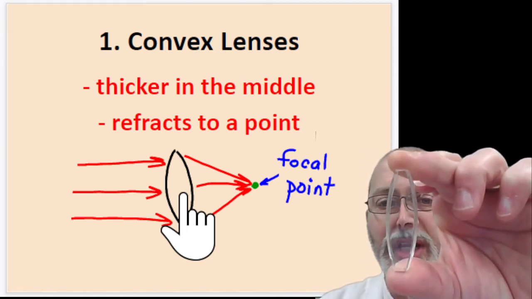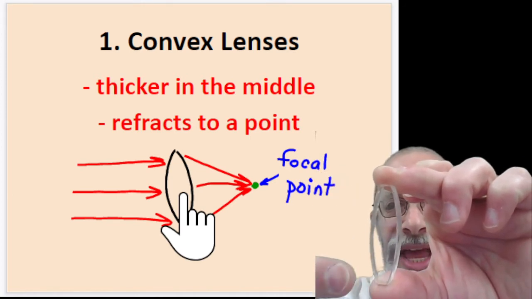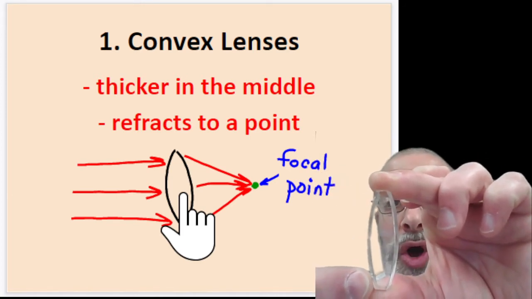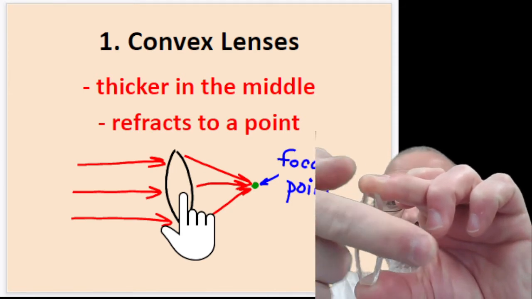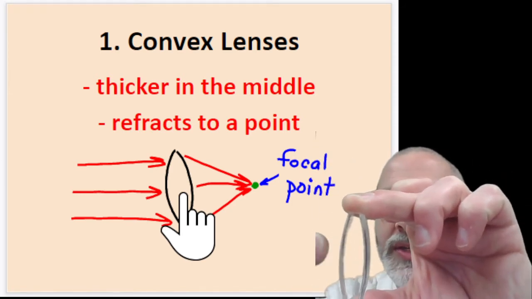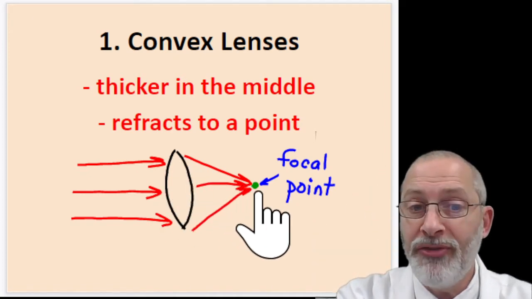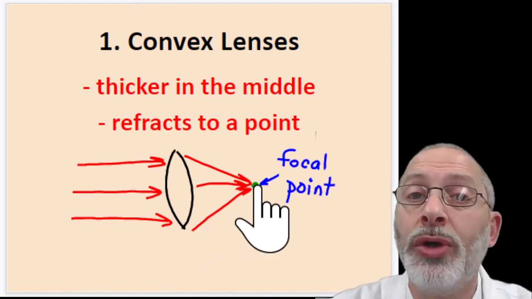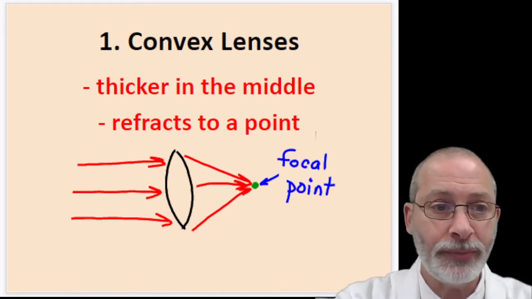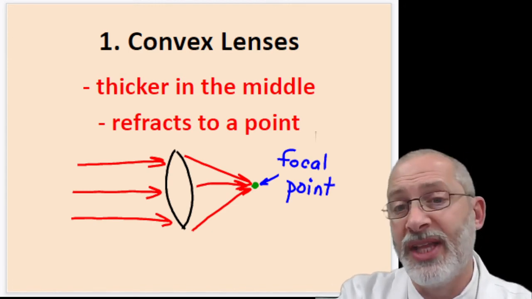Okay? So as light enters into a convex lens, light is always refracted to the thicker point, which in this case is the middle, which enables light to be bent or refracted to a single point called the focal point. So this is an example of a convex lens.